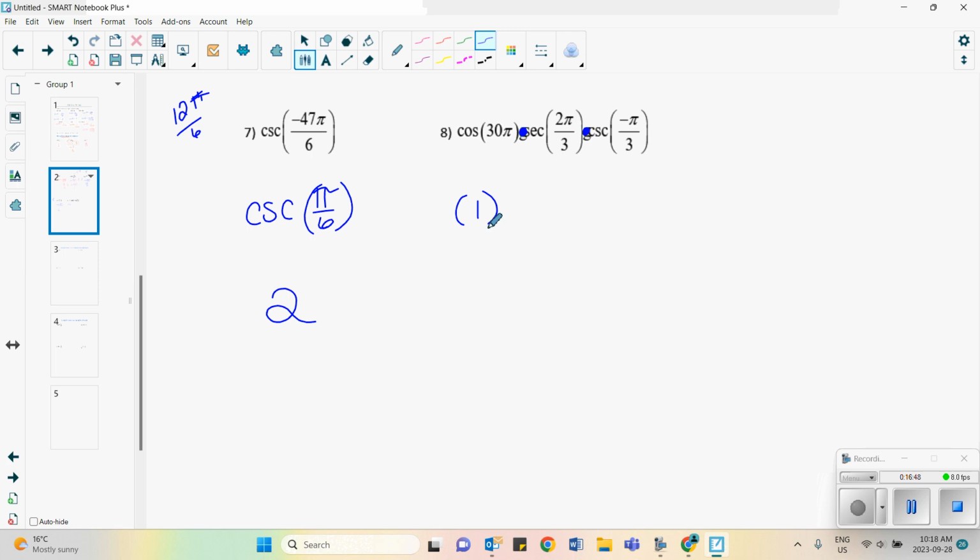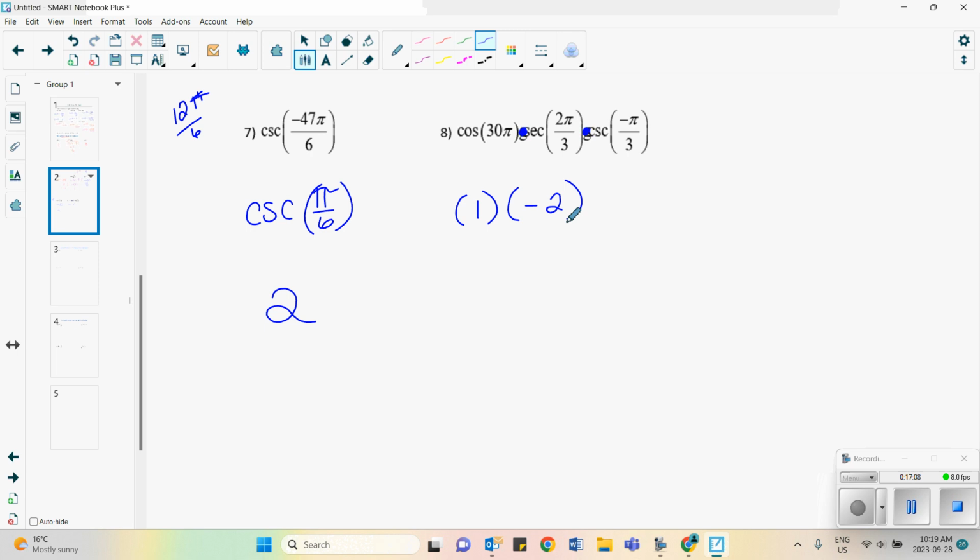Secant of 2 pi over 3. So secant is related to cosine. So at 2 pi over 3, cosine is negative 1/2. So we're doing the reciprocal of it. Negative 2.